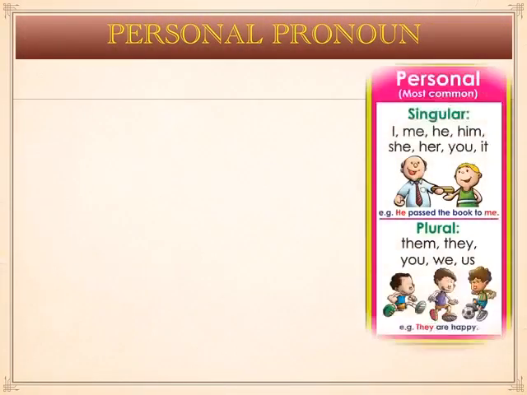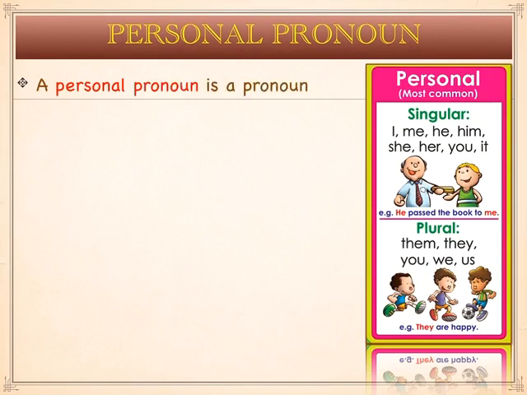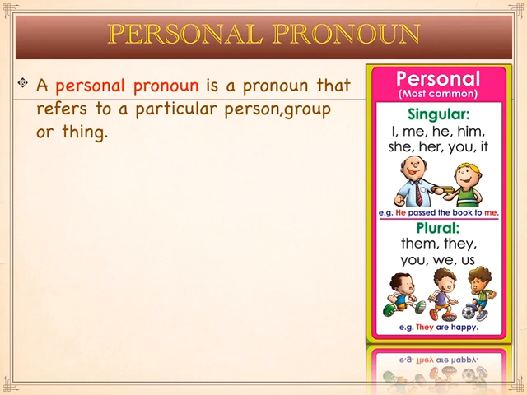Let's study the first kind of pronoun, that is personal pronoun. A personal pronoun is a pronoun that refers to a particular person, group, or thing. For example, I, me, he, him, she, her, you, it, they, them, us, you, and we. So, personal pronoun is a pronoun that replaces the name of a person, group, or thing.